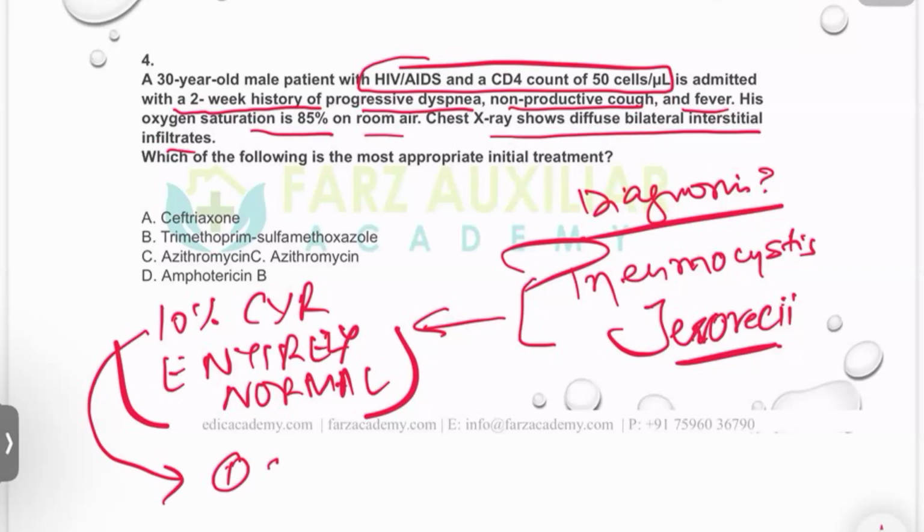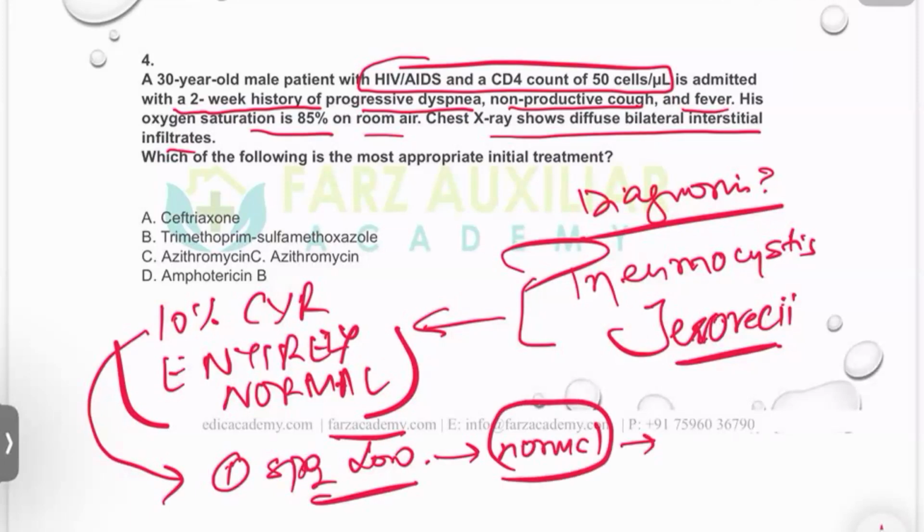Number 1, SpO2 is low. Let us say SpO2 is normal. Can anyone tell me what is to be done if SpO2 is normal and, given the history of HIV, you are suspecting exertional hypoxemia? Say again? Exertional hypoxemia. Can you name me a test that is done for that, which we used to talk about so much during COVID?